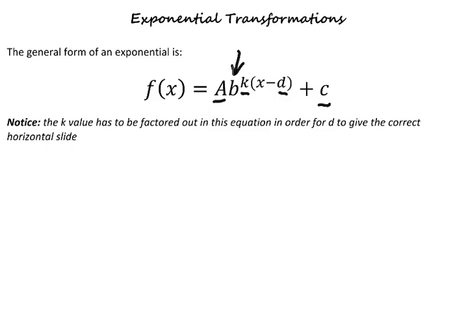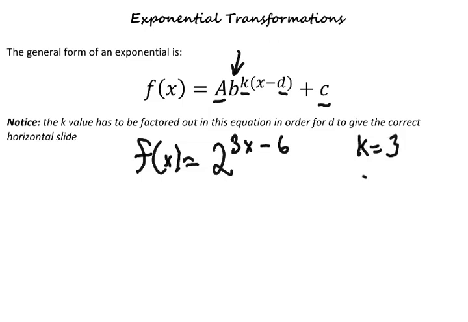Just one thing to watch out for. This was true in transformations in general, but it's also true in exponential transformations. The K value has to be factored out in order for you to read the right value for D, the horizontal slide. So if you get something like this, say f of x is 2 to the 3x minus 6, you might be inclined to say, oh, K is 3 here, that's the number multiplied by my x. And D is 6, that's the number I'm subtracting there. But that would be wrong, so don't do that. That's not true, because it's actually not in this form yet. You haven't put it into the general form equation. In order to get it there, you have to factor K out.